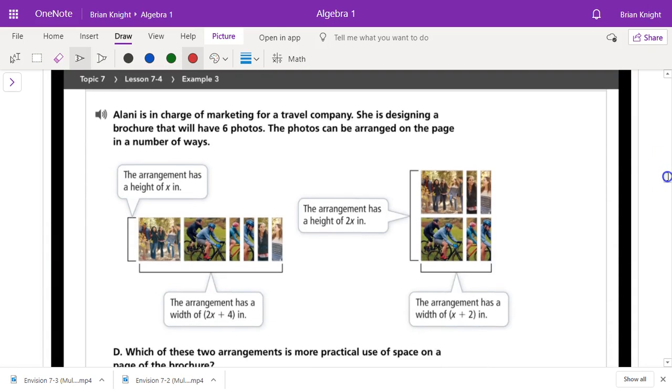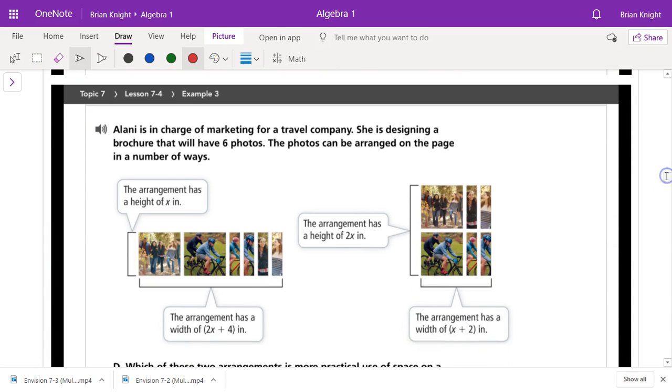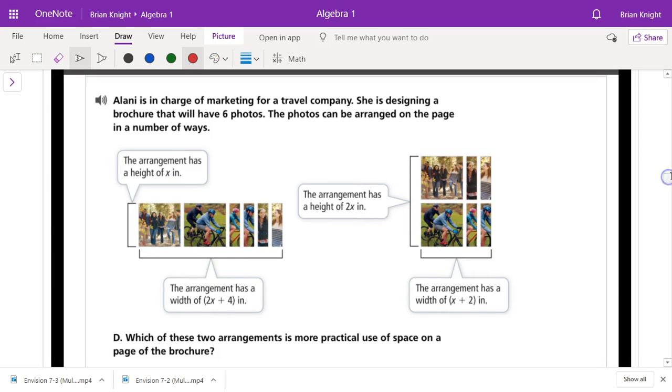Is there a D? Okay, there is a D. It says Alani is in charge of marketing for a travel company. She is designing a brochure that will have 6 photos. The photos can be arranged on the page in a number of ways. So we've found 2 of the ways. Okay? So here was one way.